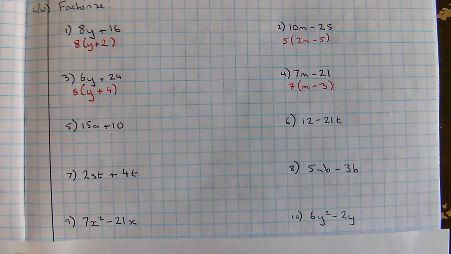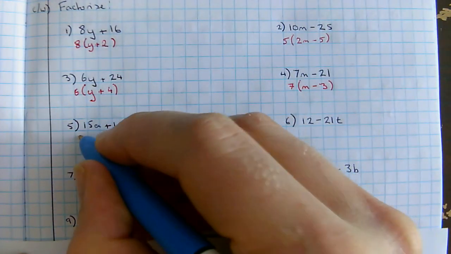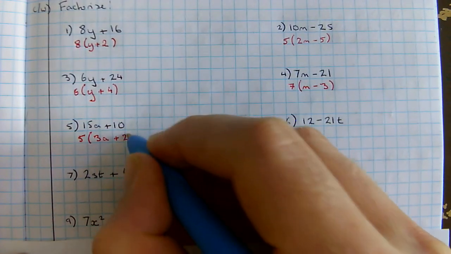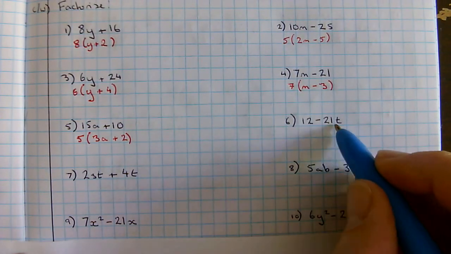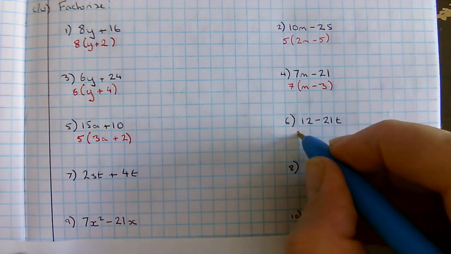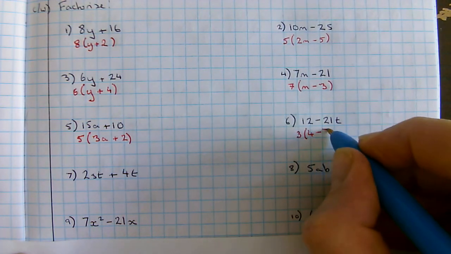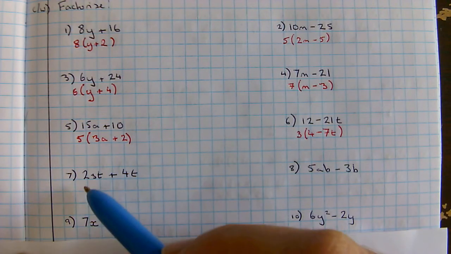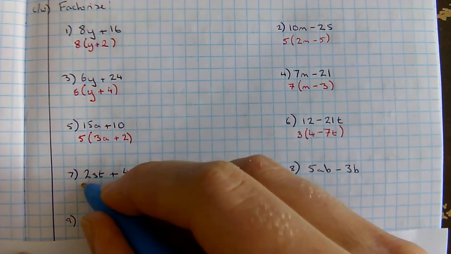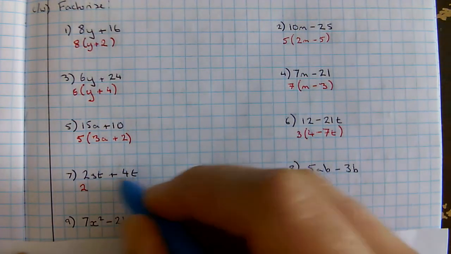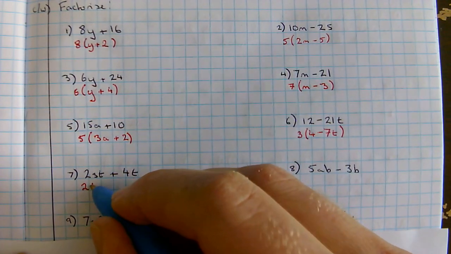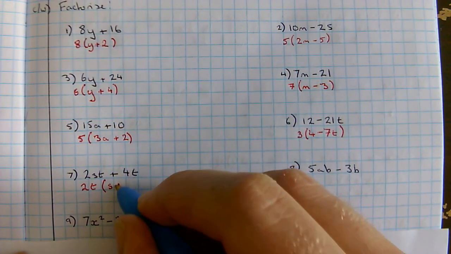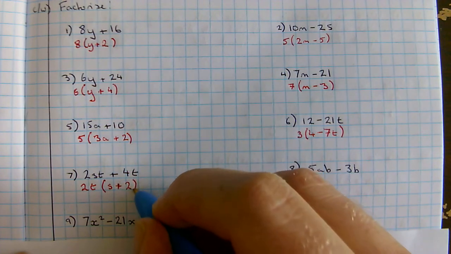For the next one, I've got 15 and 10, both are in the 5 times table, so it's 5 lots of 3a plus 2. For the next one, both are in the 3 times table, so I've got 3 lots of 4 take away 7t. Now it starts to get more complicated. In the 2 and the 4 times table, I've got 2, but I've got t which is common to both terms, so I can take 2t outside of the brackets. Here, I'd need to multiply that by s, and I'd need to multiply that by 2.